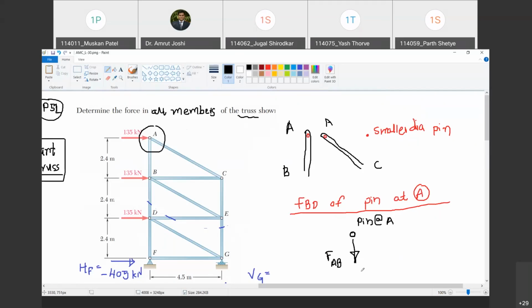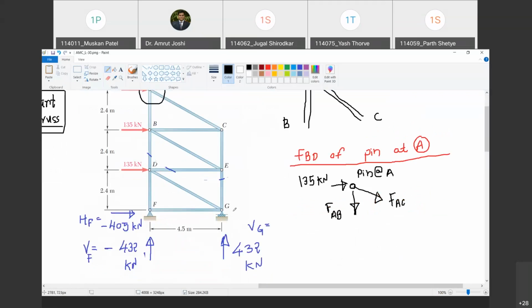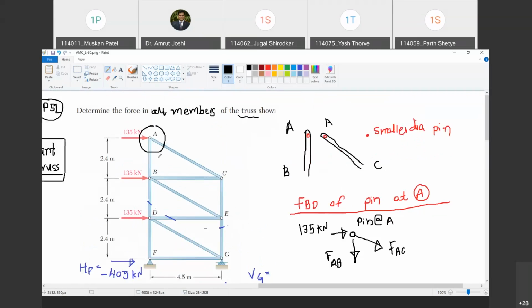Yes, sir. So pull the pin मतलब क्या करना है? Away from the pin. You have to show the arrow. And I am going to call this force the force in member AC. Do you agree with me? Yes, sir. What else is external? This 135 kilonewton is also external to the pin at A. Do you agree with me? Yes, sir. So I need to show that as well, as 135. Happy? Yes, sir. Anything else? No, nothing else is to be shown, because I am drawing the free body diagram only of the pin at A.